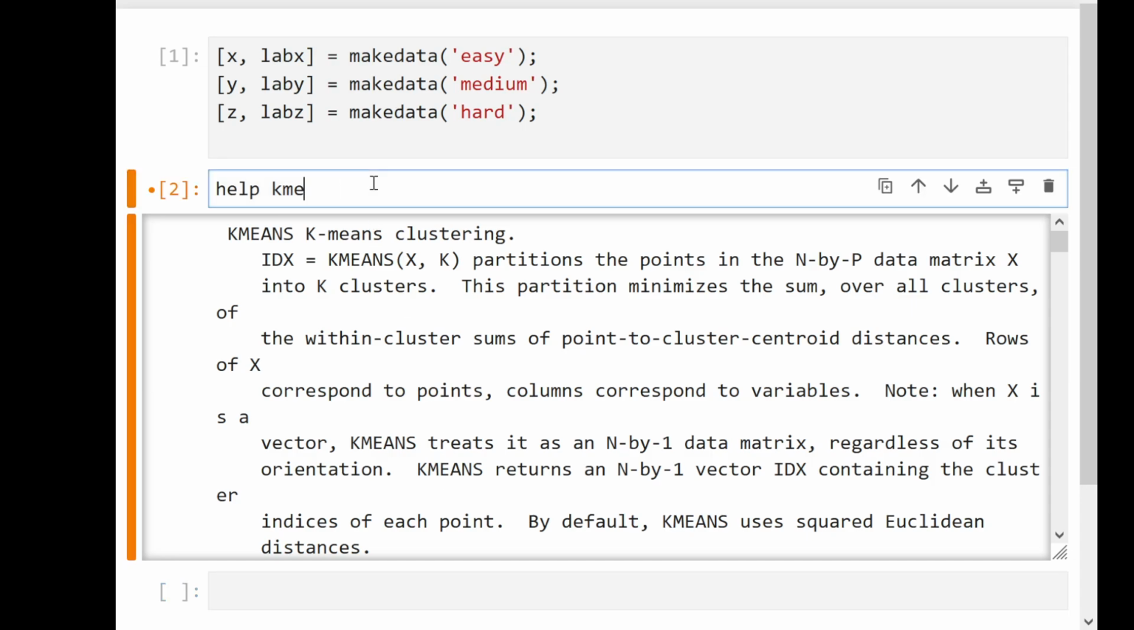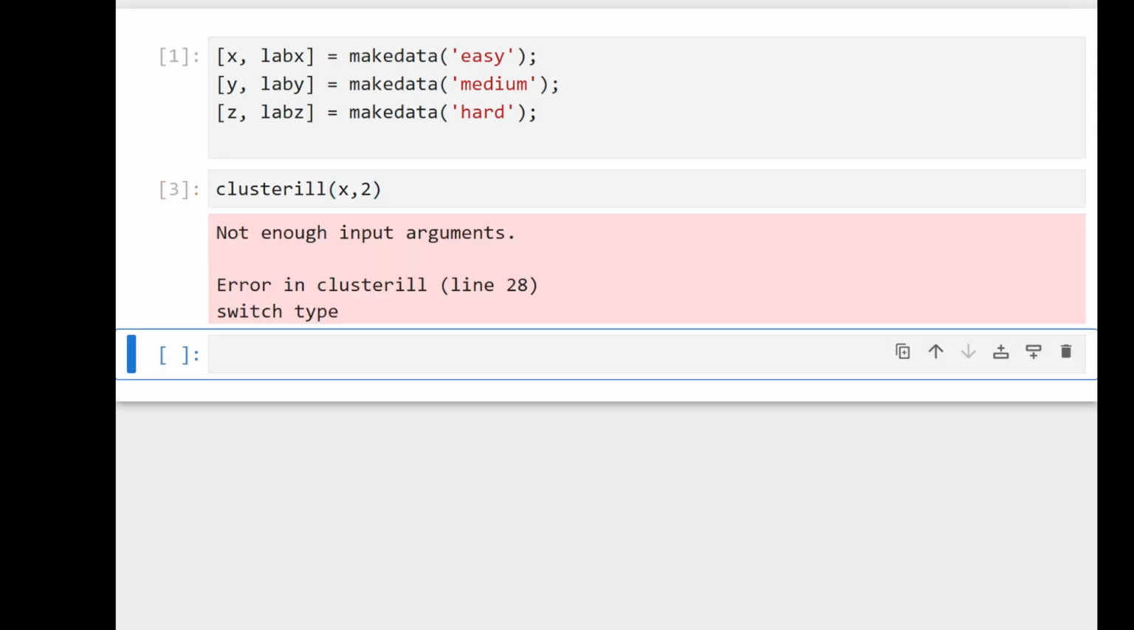So I wrote a wrapper around all this stuff to show you some examples. So if I cluster the easy case, let's take a look at that. Oops. How did I write this function? What's in it?